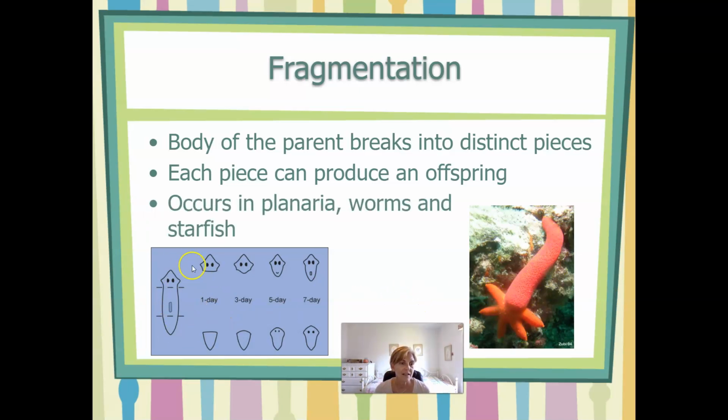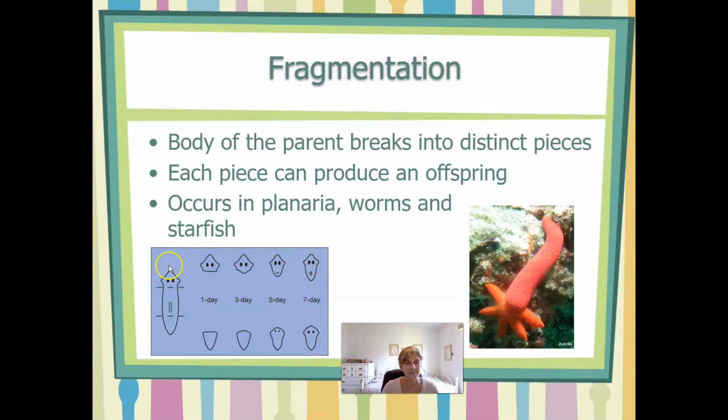Another example, and we do this a lot in the lab, is the planarian. This is a flatworm. Any of these pieces, you break them or cut them and it will grow the rest of the body parts. So if you get a tail, you can grow a new head.